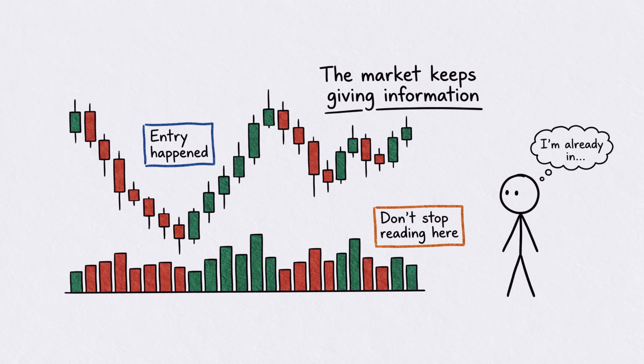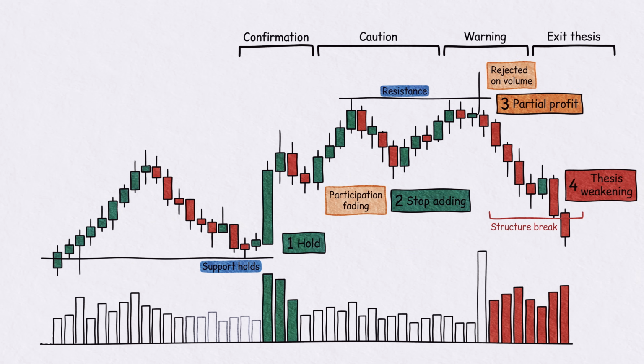Volume does not stop being useful after entry. It tells you whether your thesis is still supported and when conditions are changing. Let me walk you through a long trade in 4 phases. You bought a pullback in a healthy uptrend. Volume confirmed the entry: light pullback, structure intact, buyers returned at support. Now you are managing the position.